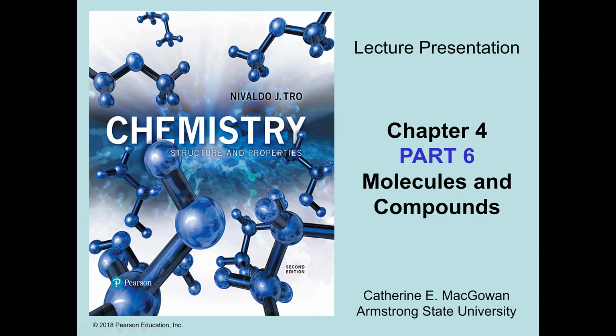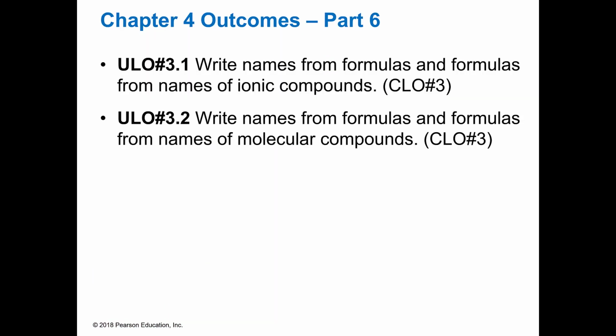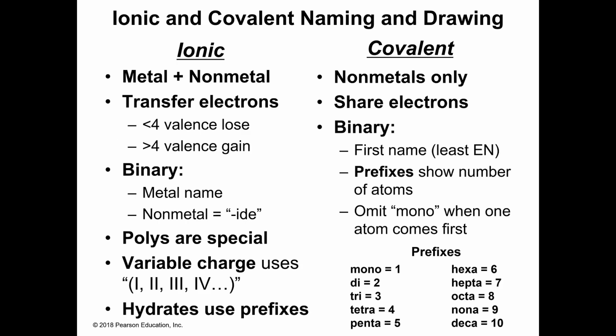Hi, welcome back. This is chapter 4, steel, and this is part 6. In this part, we're going to look at a handout lab that my class has, where we're going to practice writing the names and formulas for ionic compounds and for molecular slash covalent compounds.